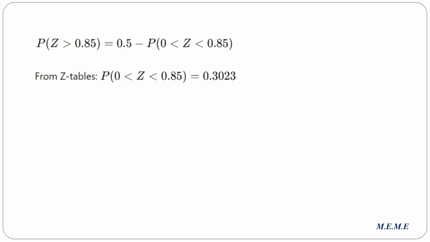0.3023, that is obtained from the z table. So probability of z greater than 0.85 equals 0.5 minus what we have found here, 0.3023. What is the answer? 0.1977. Now we are going to check how we are getting this value 0.3023.